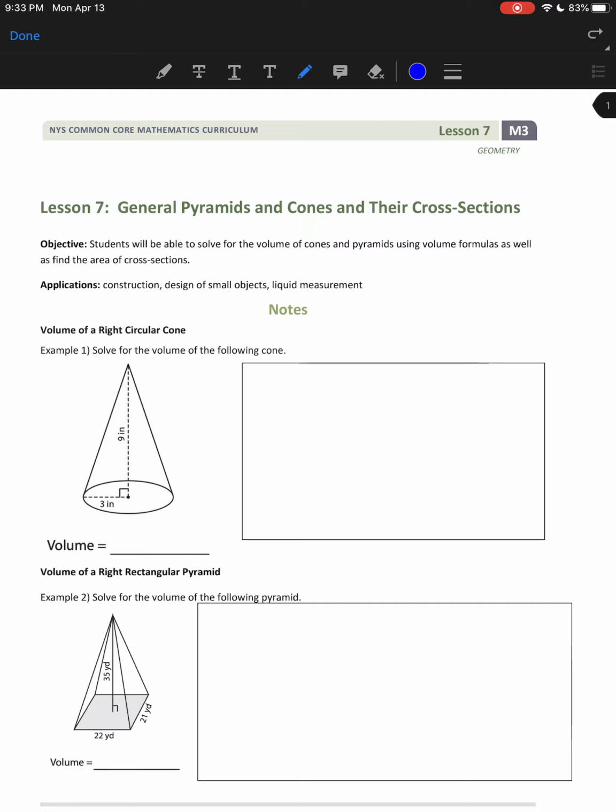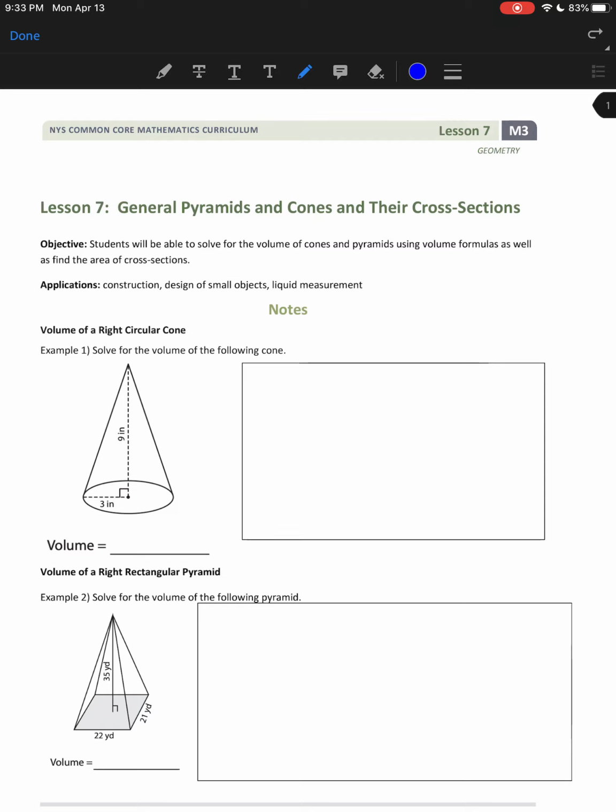All right, so let's take a look at what we are doing today. Our objective for today is students will be able to solve for the volume of cones and pyramids using volume formulas as well as find the area of cross sections. You did similar things already. You found the volume of some shapes in the previous lesson and also looked at cross sections. So this is a continuation of that.